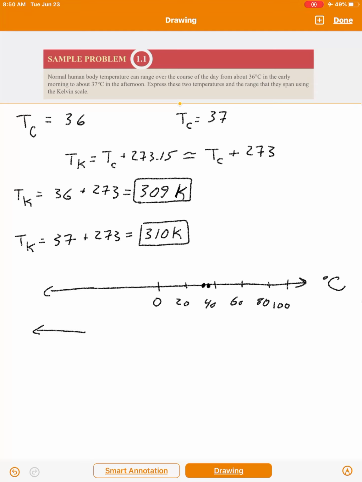On the Kelvin scale, which by the way, there's no degree sign for Kelvin, it's just K for Kelvin, freezing occurs at 273 and boiling occurs at 373, right? Because you're adding 273 to the Celsius. So 20 is 293, 40 is 313, 60 is 333, and 80 is 353. So really this happens right here and here at temperatures of around 310.